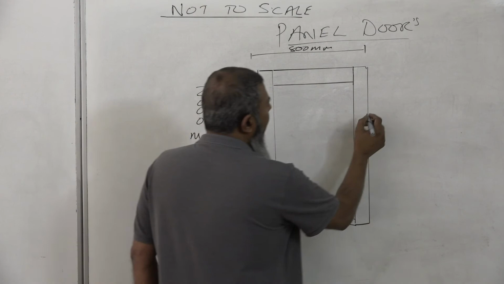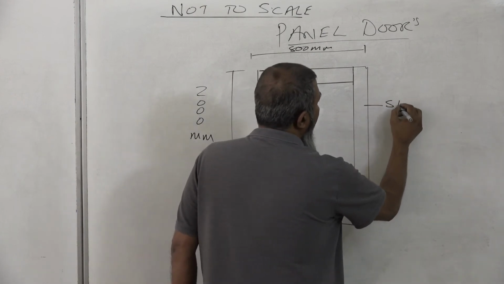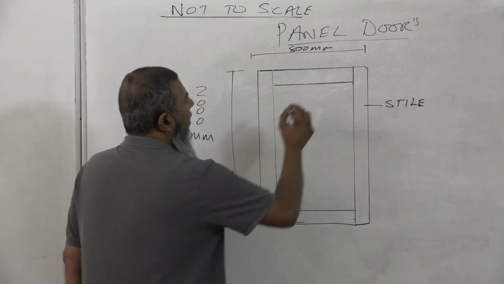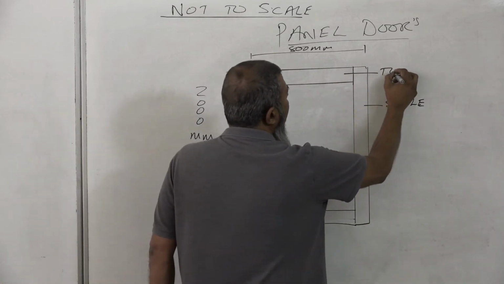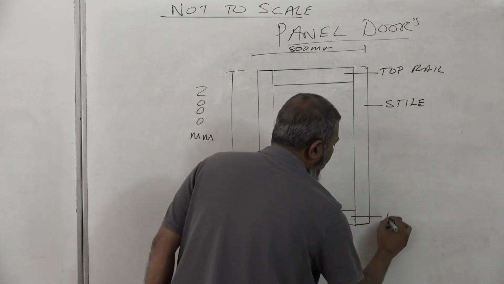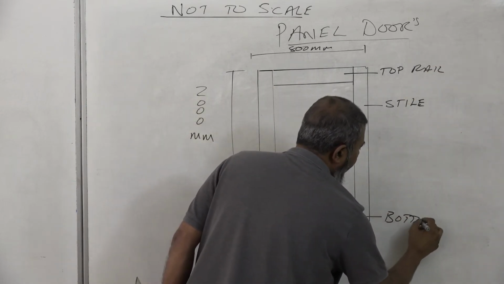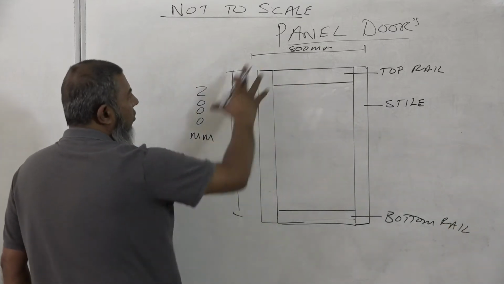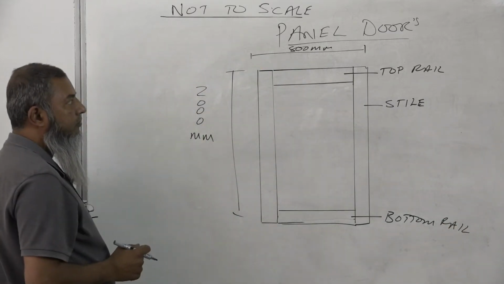We have on the sides, what comes in is called a stile. Okay. Then we have our top rail. Then we have what is called a bottom rail. So in other words, this holds the whole door together. Okay.